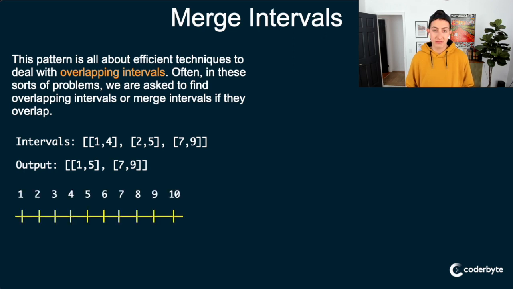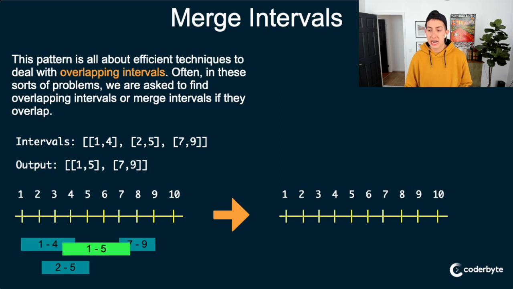Let's see a number line and a visualization of these intervals just in case you can't picture it. Here we have a number line 1 through 10. Here's our first interval, 1 to 4. Here's our overlapping interval, 2 to 5. You can really see in the visualization how they overlap. And here's 7 to 9. If we merge that, we'd expect one big interval, 1 to 5, because those overlap, and then finally 7 to 9.